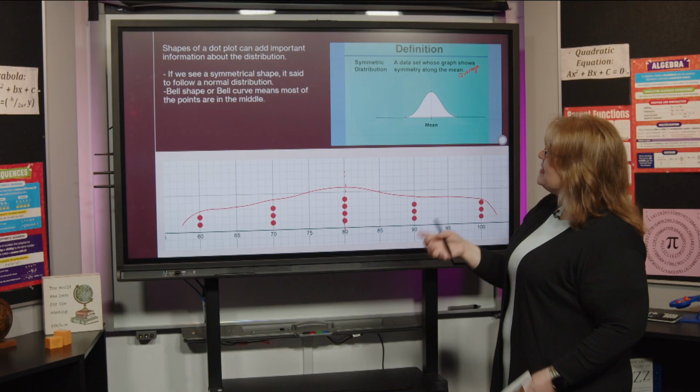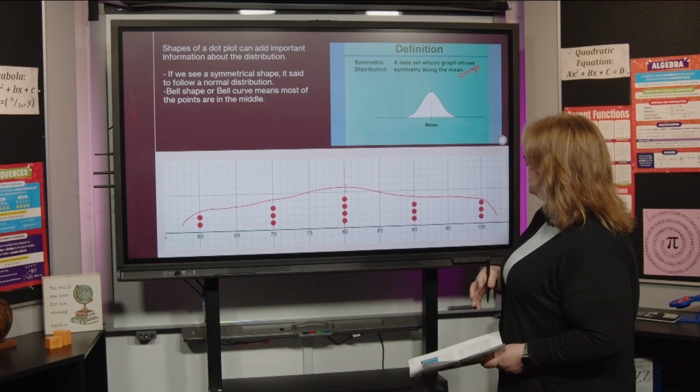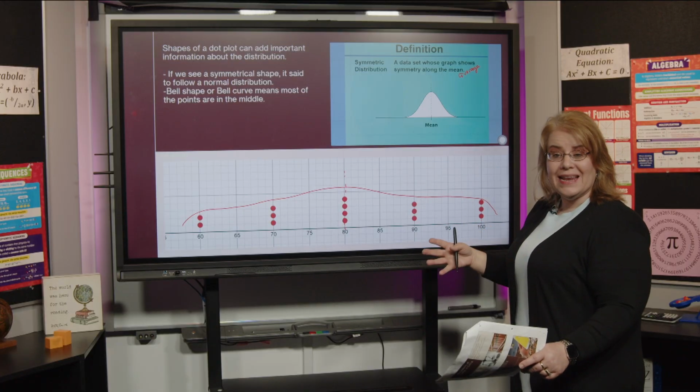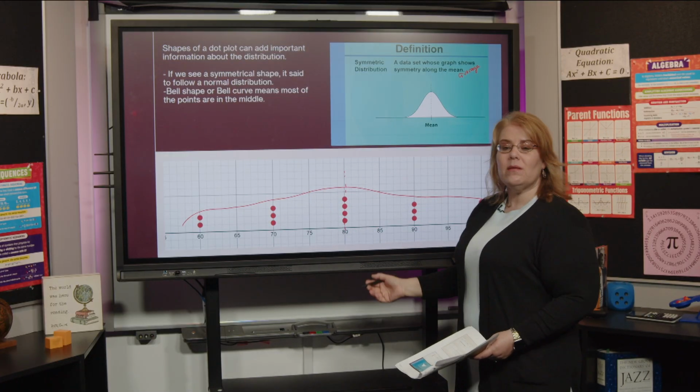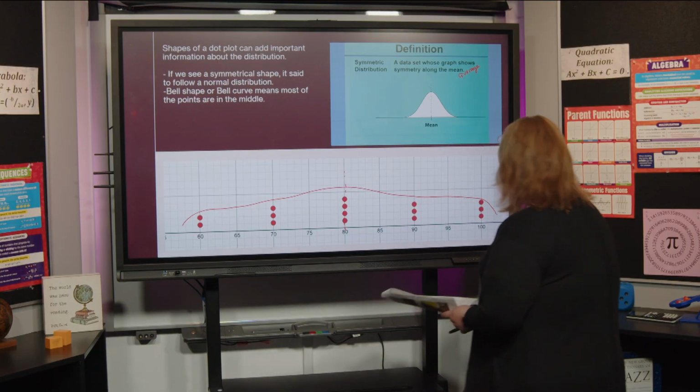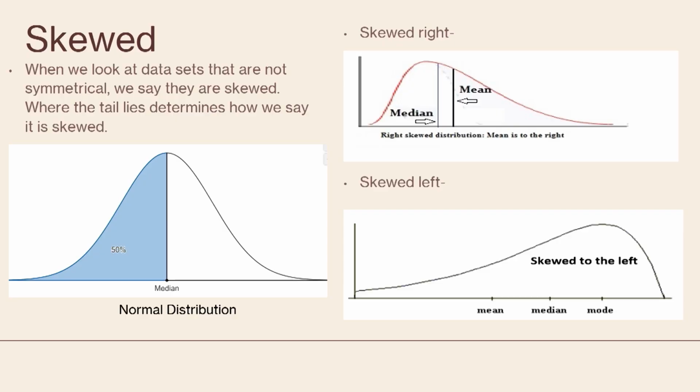Okay, so it tells us a lot of important information. The spread of the data is kind of even. It's spread evenly among the data, with our mean being the most, or the median. All right, so let's see. Now, if something is skewed, it means that there's more emphasis on one side of our bell curve than the other. When we look at data sets that are not symmetrical, we say that they are skewed. Where the tail lies determines how we say it is skewed.